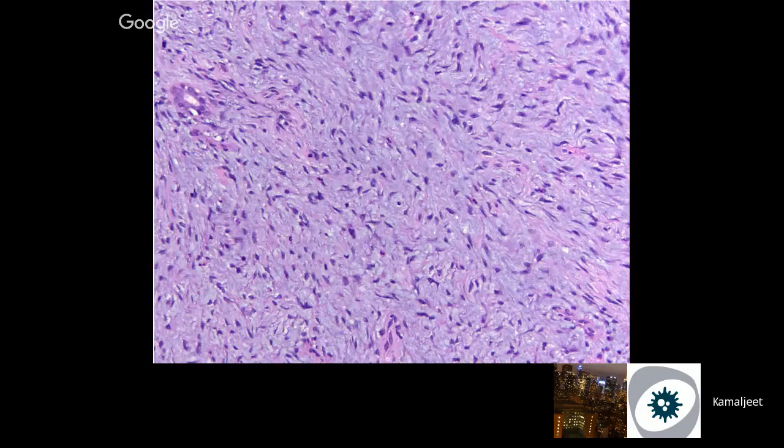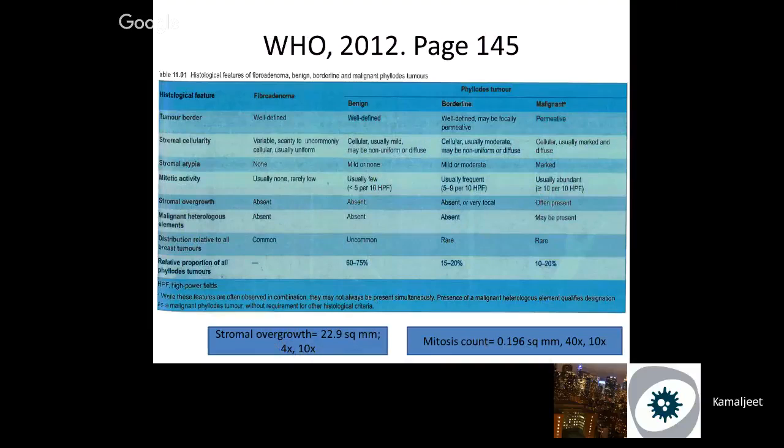High power, there's minimal atypia, if any, and the cellularity is even. So I guess you can call it benign phyllodes based on the overall features.